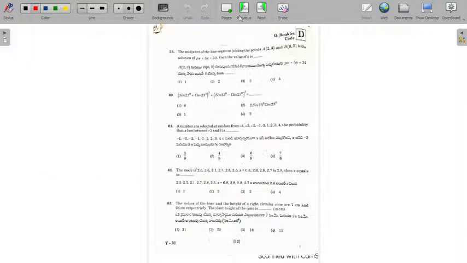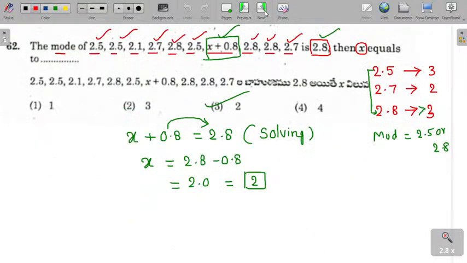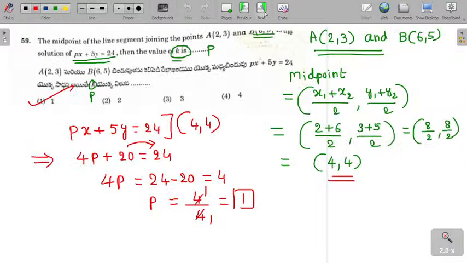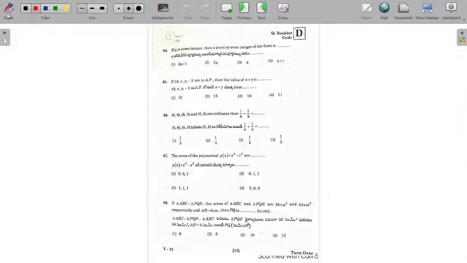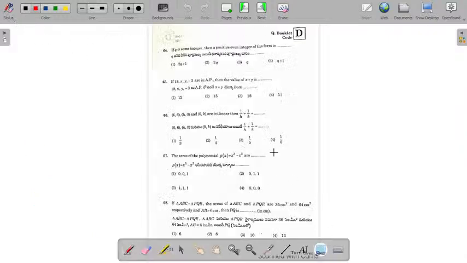Now let us move to the 64th question. Let us move to the next page. 64th problem.